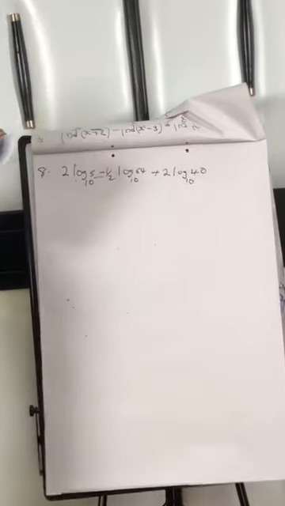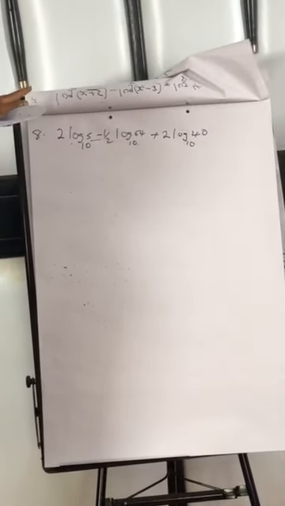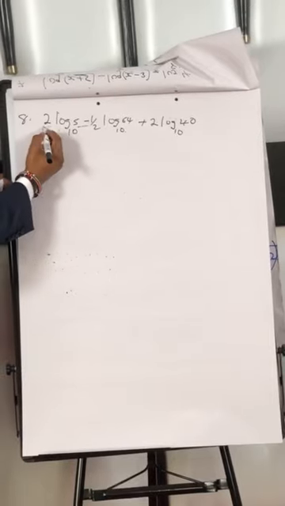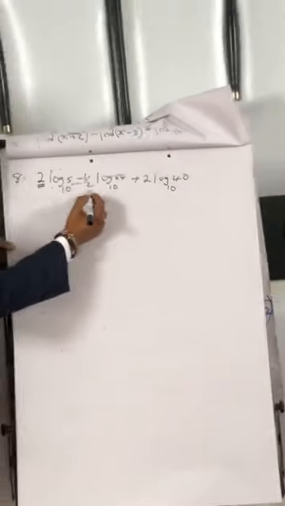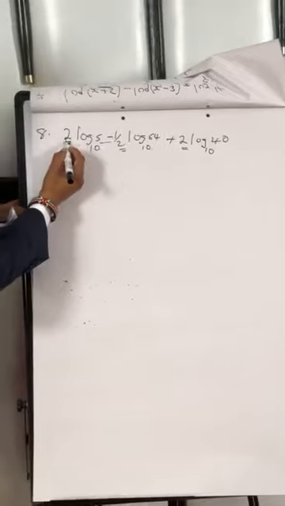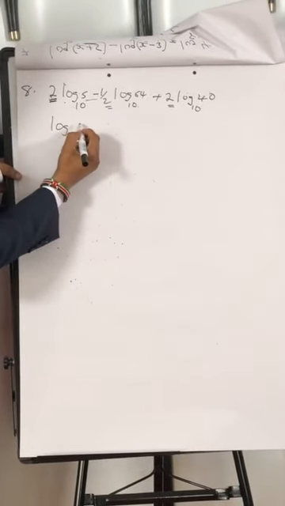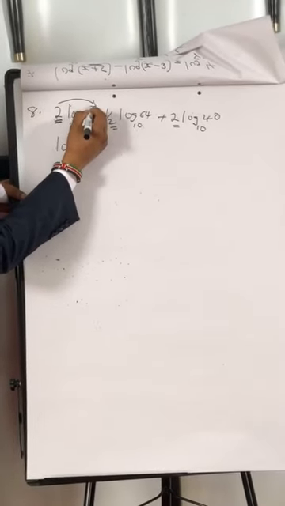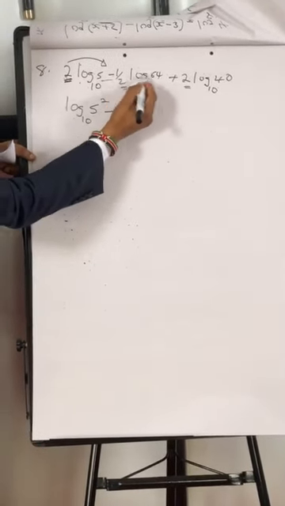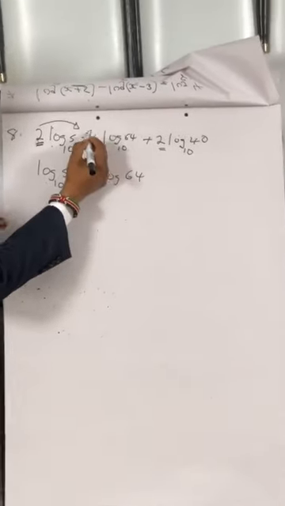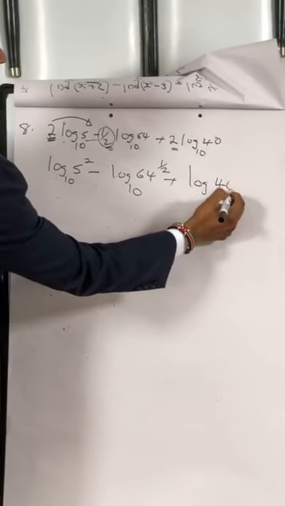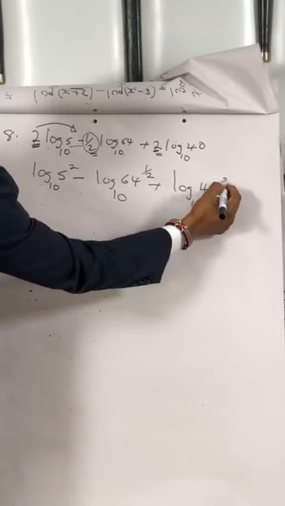This time round, I told you the first thing is to check the bases. The first question we dealt with logs to base 8. Now we are dealing with logs to base 10. Number 1, ensure that these coefficients, the constant values, you rewrite in such a way that it goes back to its original value. It was log 5, then you just bring 2 up, it becomes a power. Log 5 raised to power 2, to base 10, you maintain the base, minus this one becomes log 64 raised to power a half to base 10, plus this becomes log 40 to base 10 raised to power 2.